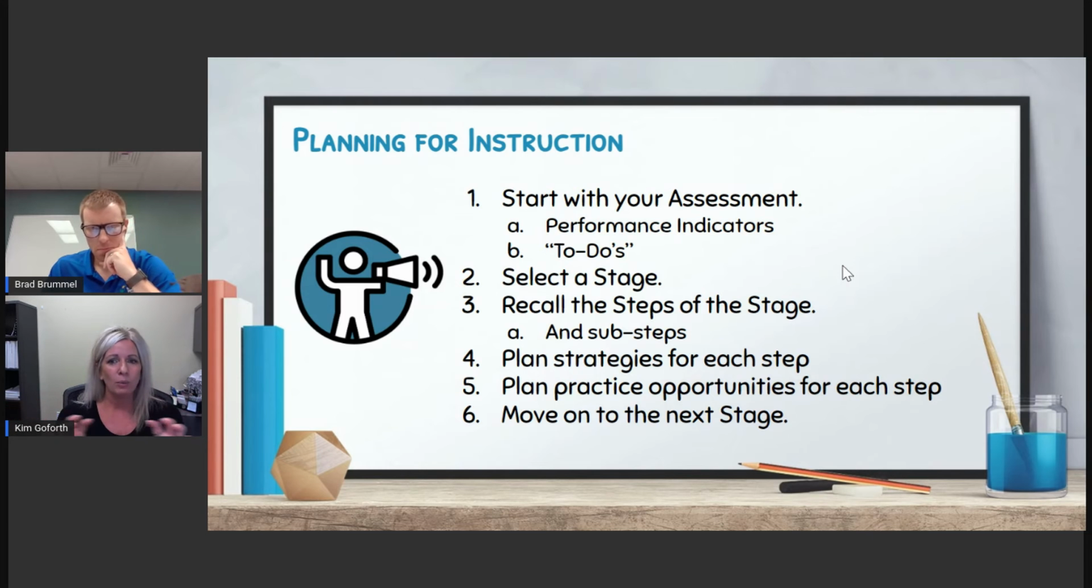Whichever stage you pick, what are those steps? And then the sub steps and the sub skills that need to be focused on. Then you can start to plan the strategies and then the practice opportunities for students. And then you can either move on to the next stage or stay there and live in that world for a while. So that's just a high-level overview of planning.